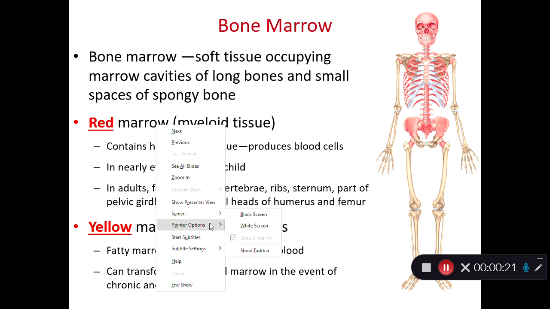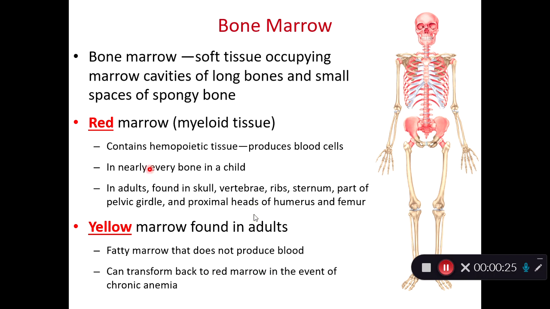So as we look at this, red bone marrow is a myeloid tissue. When we say myeloid, it's going to be producing blood cells. It's going to produce all the blood cells: our red blood cells, white blood cells, and our thrombocytes, our platelets. I almost said clotting blood cells, and that would have been an incorrect term. So our platelets.